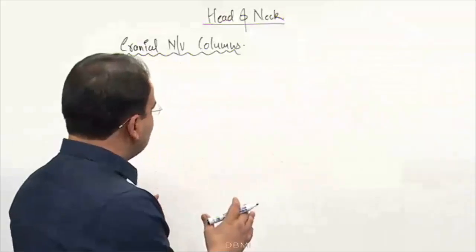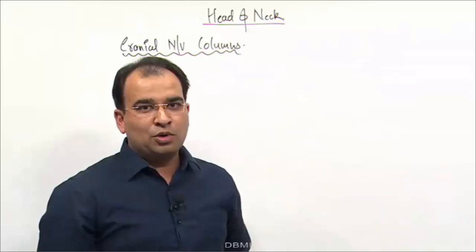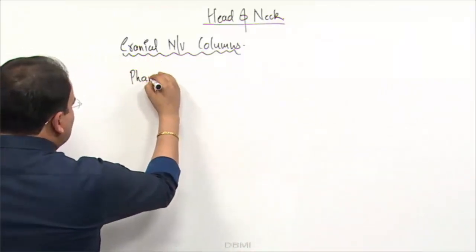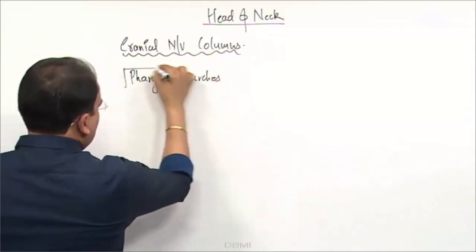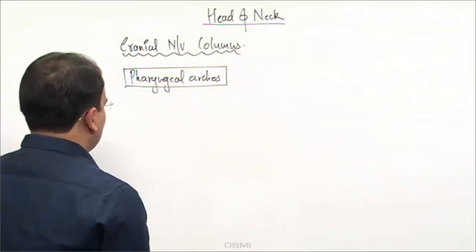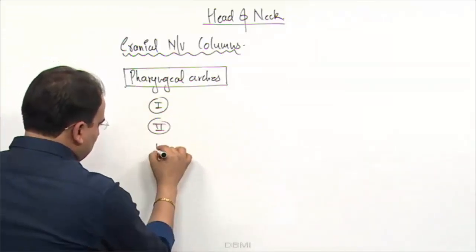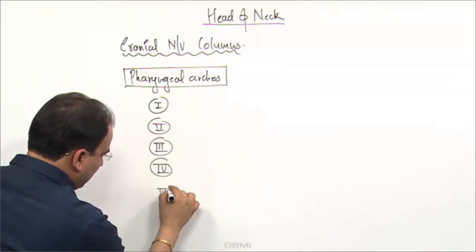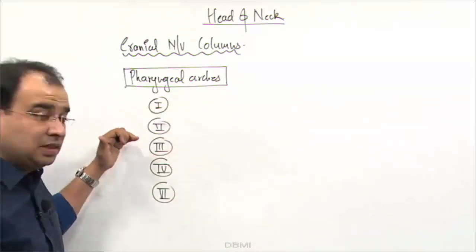Because the cranial nerve columns are arranged based on what type of muscle they are supplying, if we are talking about the efferent column, the first thing we need to know about is the pharyngeal arches. Just briefly about pharyngeal arches so that we can switch on to the cranial nerve columns. Now we have arch 1, 2, 3, 4 and 6. As we know, the fifth pharyngeal arch usually disappears, so these are the pharyngeal arches we have: first, second, third, fourth and sixth.